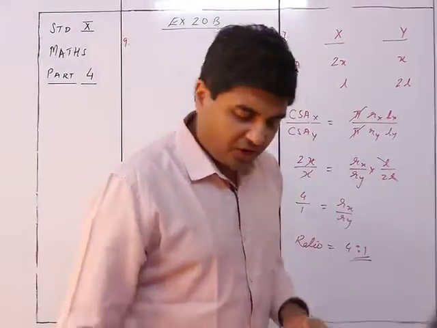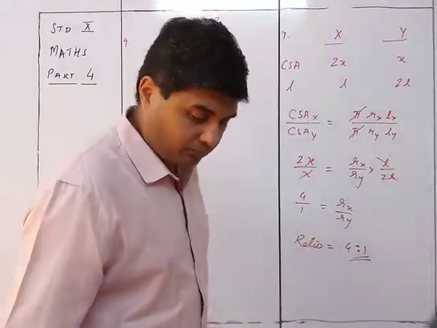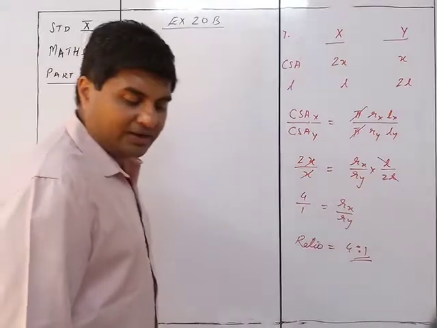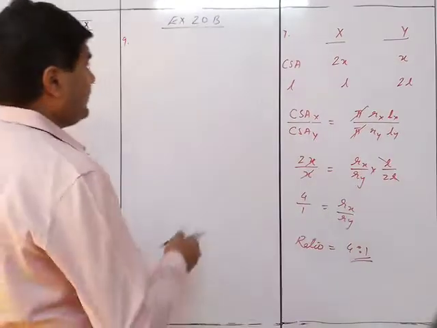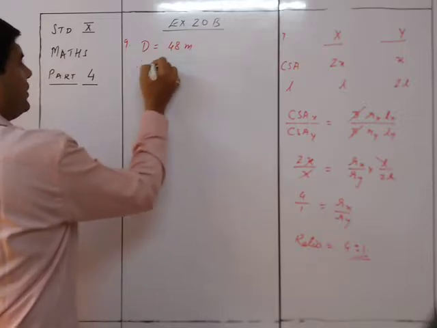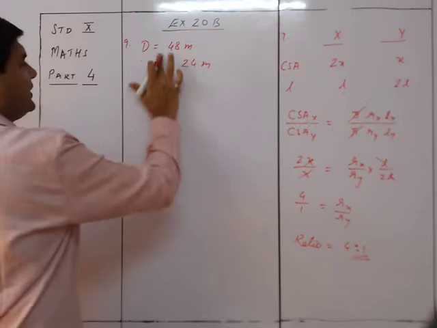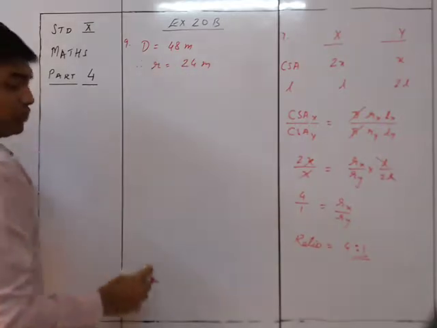So first of all, what are the details we are given about the tent? It is required to make a conical tent of 48 meters in diameter. So diameter is equal to 48 meters. Therefore radius is equal to 24 meters. So we will take the radius r equals 24 meters.